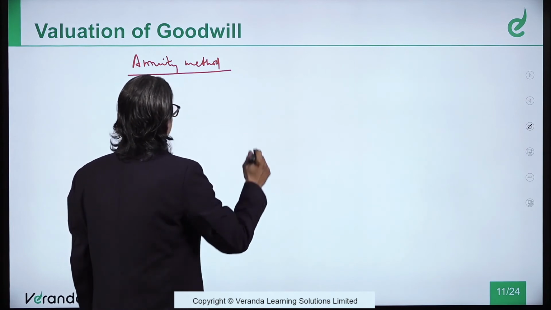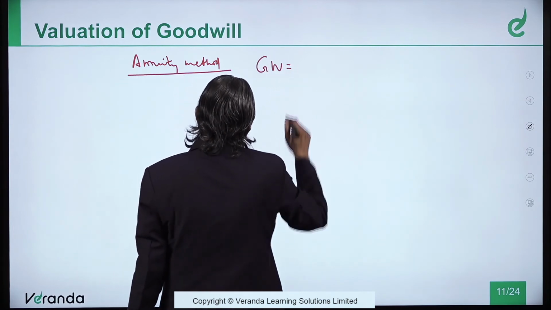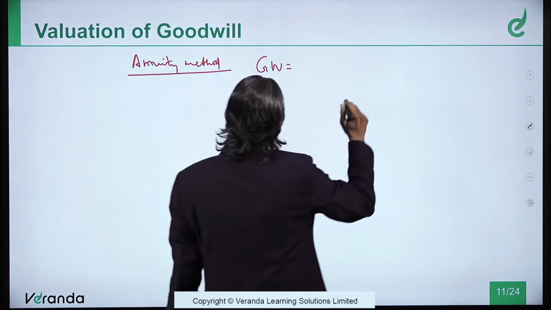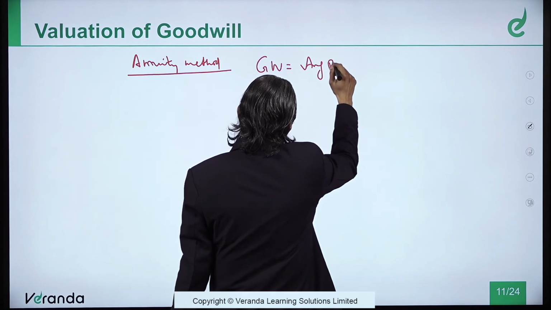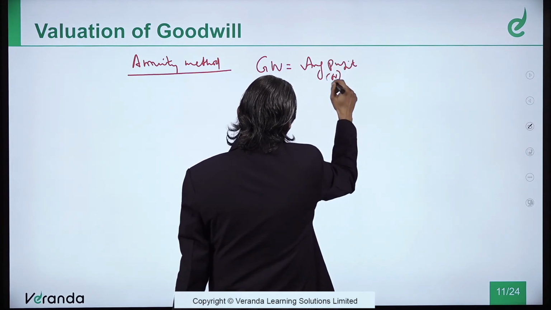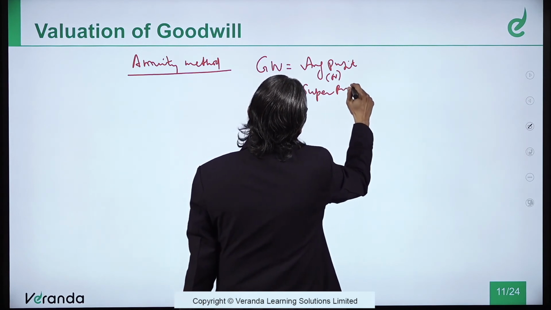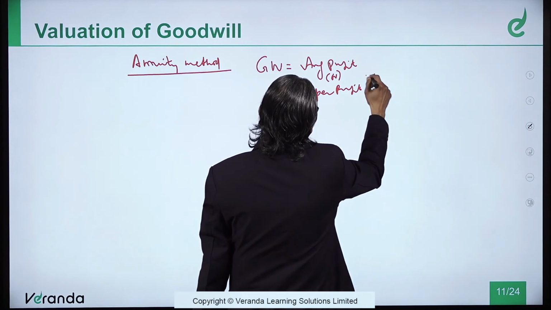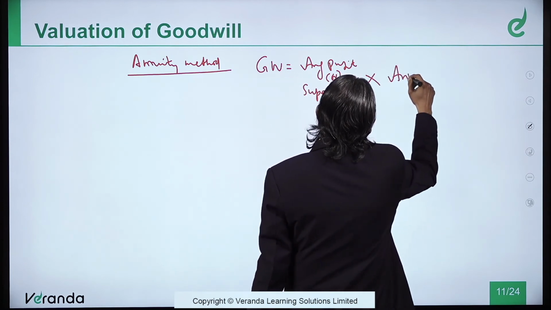Under this method, the value of goodwill is equal to either average profit or super profit multiplied by annuity value.